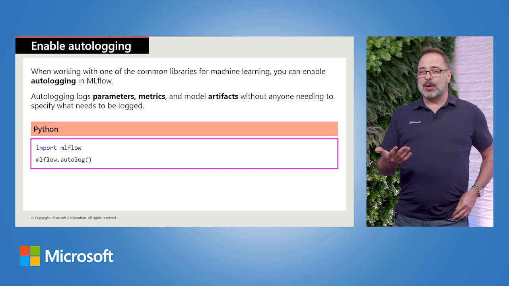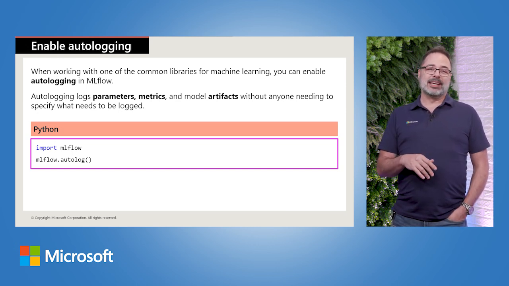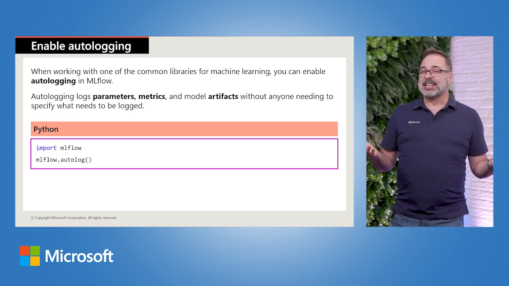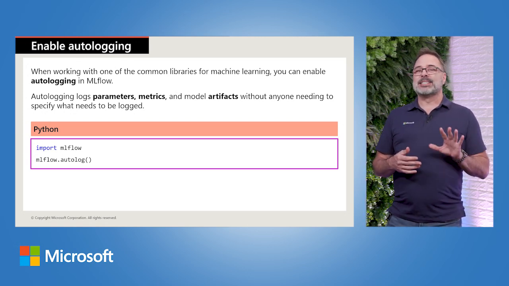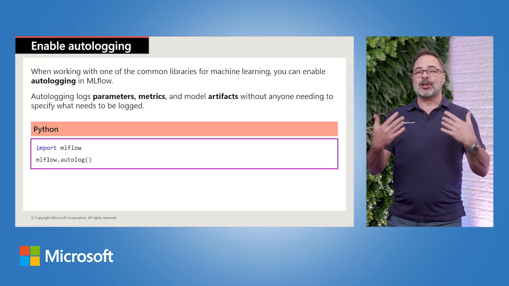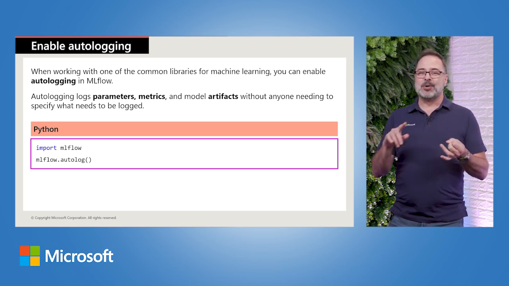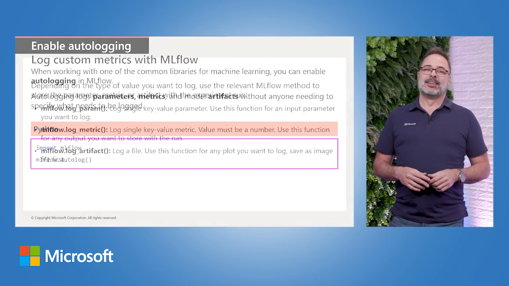If our training library supports auto logging, then it's just a matter of enabling the autolog function, right? We just basically call it and we turn it on. All of the parameters, metrics, and artifacts would be automatically logged without us having to do anything else. So for example, libraries like TensorFlow and PyTorch, they all support auto logging. So it's just a matter of turning it on, which is great.